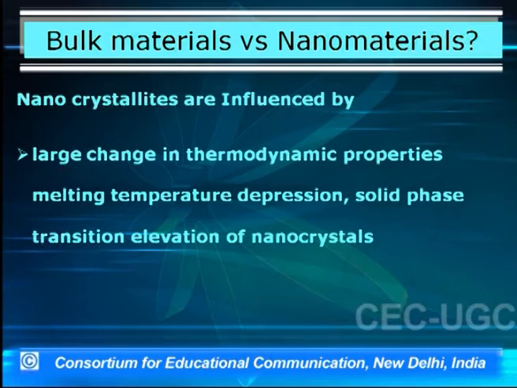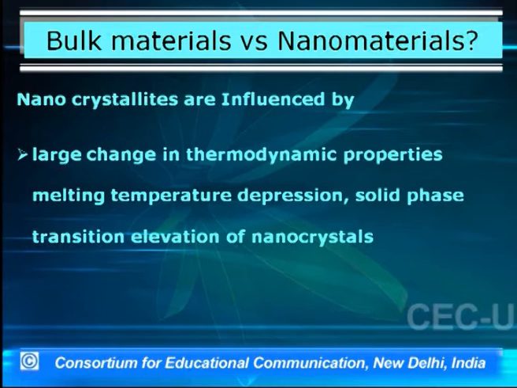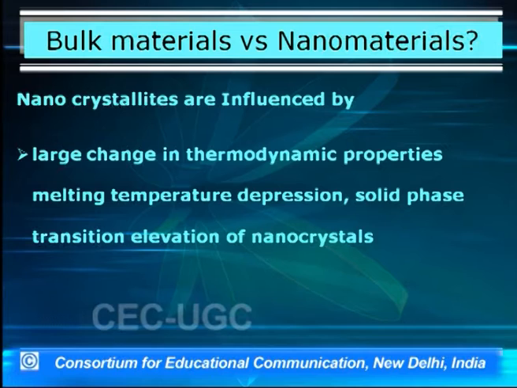Right. Nanocrystallites are also influenced by large change in thermodynamic properties, that is, melting temperature depression occurs. Why? What I want to say is that if you compare the copper wire with that of copper nanoparticles, the melting temperature of copper nanoparticles would be much lower compared to copper which is present in the copper wire. Why so? Because greater the coordination of constituent particles between them, greater is the size of crystallite, greater are the forces of interaction which do operate. So, in order to bring about phase change, you need to supply greater amount of thermal energy in order to bring the transformation of phase from solid phase to liquid phase.